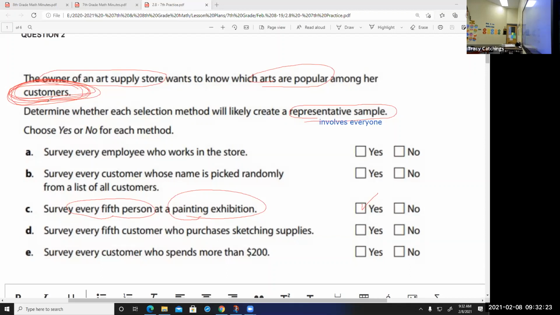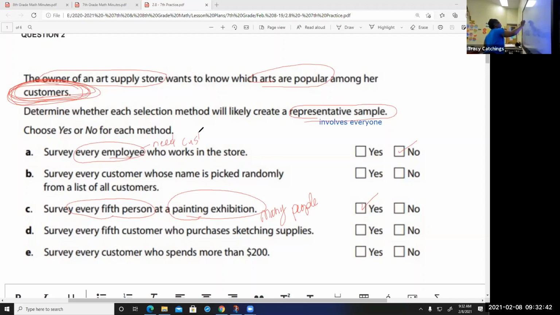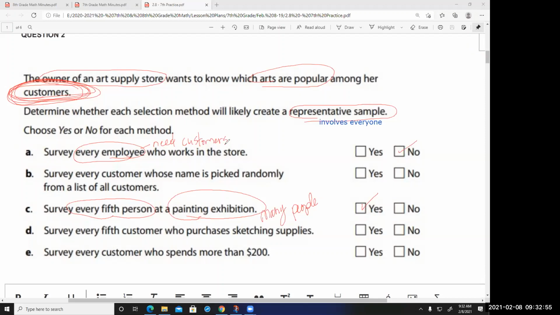All right, Jamal, which one were you looking at? And what are you saying for the first one? No, because that was for the customers. Good job. It said employees, we wanted the customers. All right, someone else. D. All right, what you saying about D?